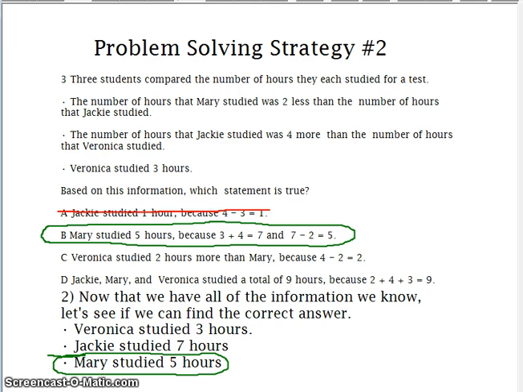Based on the information we know, let's look at answer choice A. Well, we know based on the information that we have that Jackie studied 7 hours, not 1 hour, so we can cross out A. Let's look at answer choice B. Mary studied 5 hours. Well, that is correct because 3 plus 4, that's the 3 hours that Veronica studied plus the 4 more hours Jackie studied, is equal to 7. And then we took the number of hours that Jackie studied, which is 7, subtracted 2 hours from it, and that is equal to 5 hours.